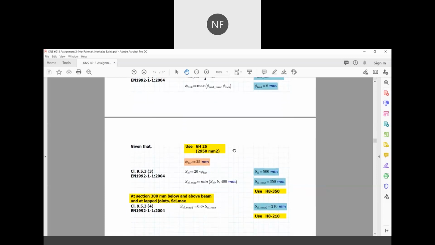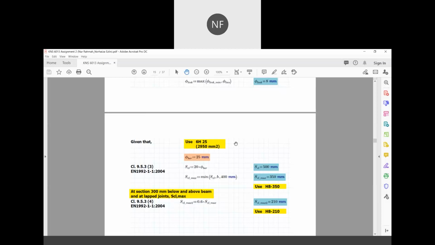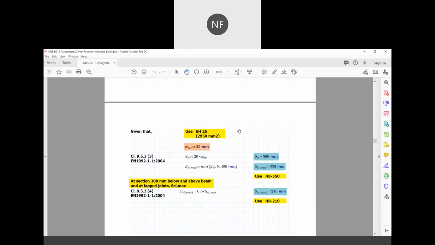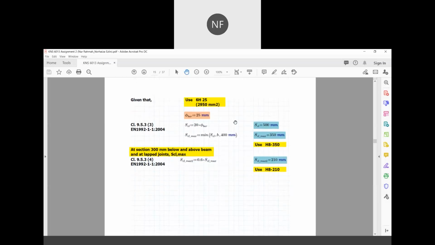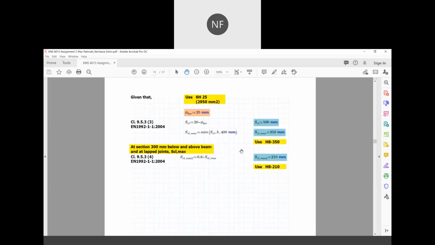Again, here's the calculation for the spacing, and here's the calculation for our SCL, which is equal to 20 multiplied with the diameter of the bar, and we can obtain the value equal to 500 mm. We are choosing the minimum value between the calculated SCL, the width of the column, or 400 mm. The 400 mm is given in the Eurocode 2 clause 9.5.3, so in conclusion we are using SCL max equal to 350 mm.